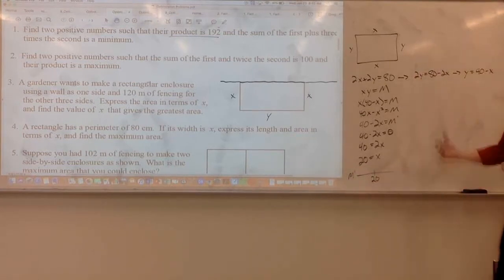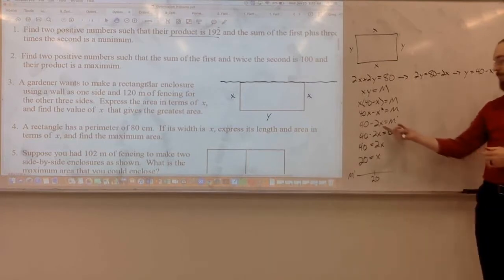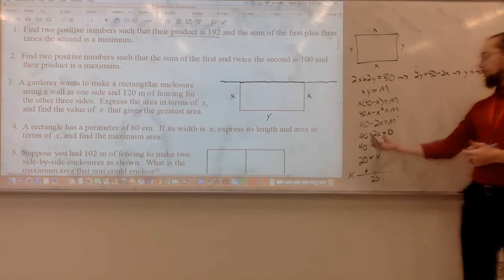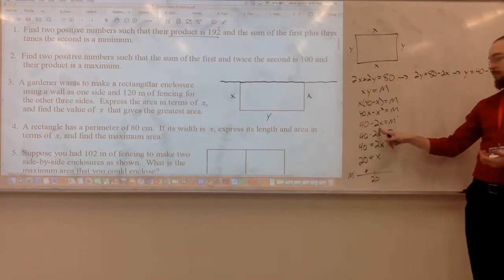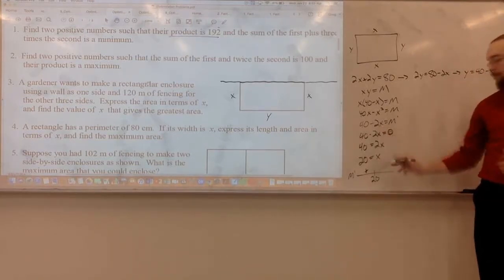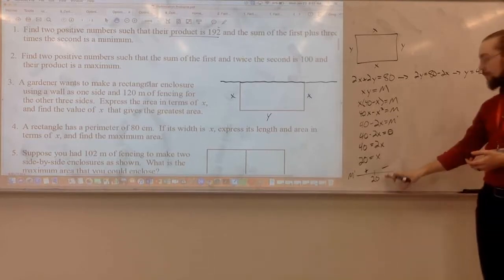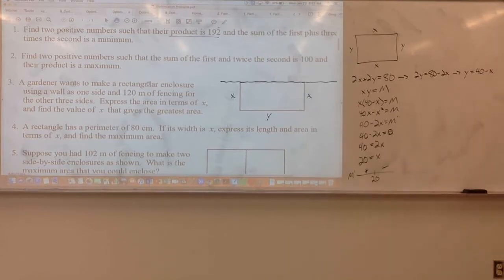So choose a value less than 20. If I plug 1 in, 40 minus 2 is positive. If I take a value greater than 20, 40 minus 2 times 21 is going to be negative. So that is a max, where I'm changing from increasing to decreasing. So we need to find our other dimension then.